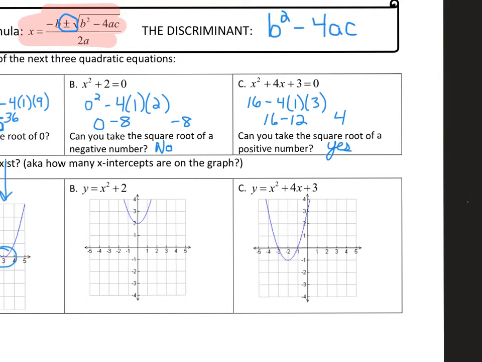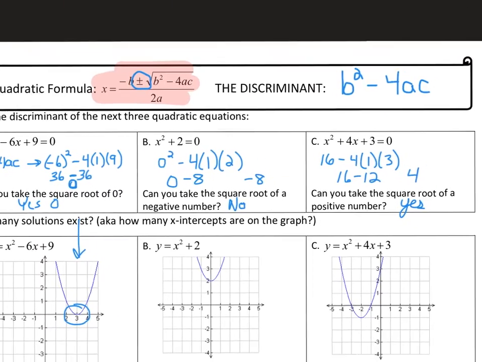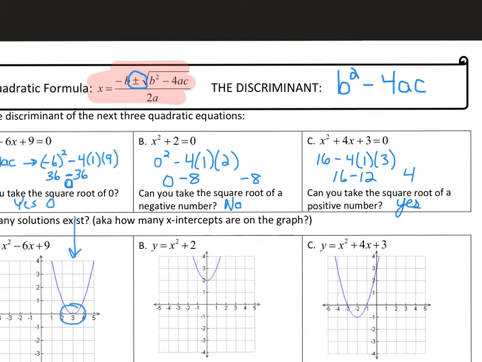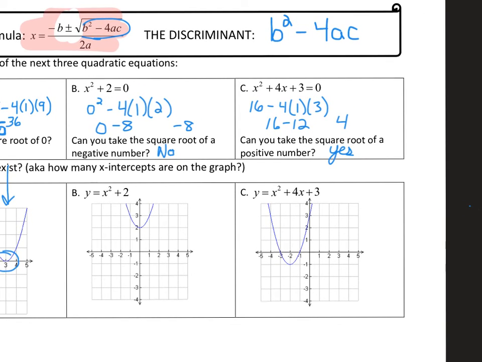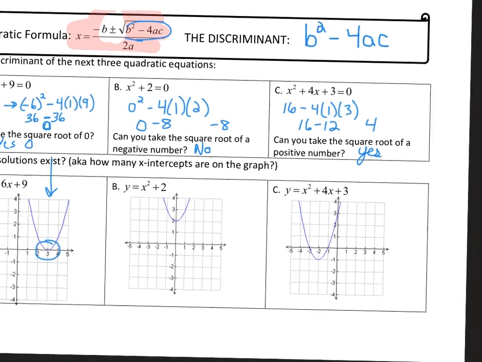And you can see if we put that 4 under the radical up here, and we took the square root of 4, which is 2, and we added 2 and subtracted 2 from whatever the opposite of b is, we would get 2 different answers. So this produces 2 different answers, and you can see indeed that the graph below shows 2 x-intercepts. And so we could have determined that from the discriminant. Okay?